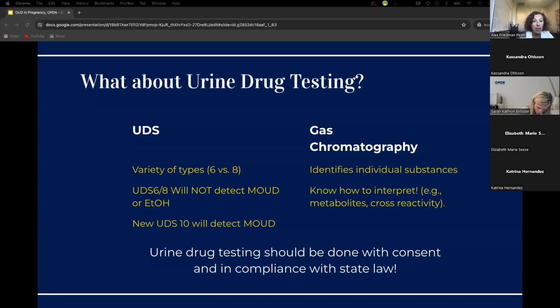In contrast, gas chromatography identifies individual substances. It is important, however, that you know how to interpret gas chromatography because you can see a variety of metabolites and also have some cross reactivity here. I just want to emphasize again that urine drug testing should always be done with consent and in compliance with state laws.